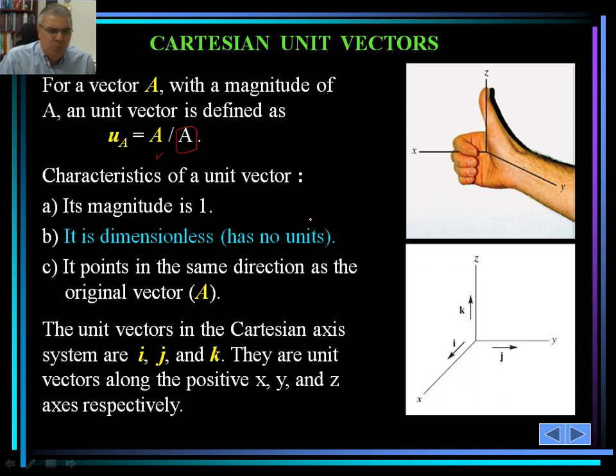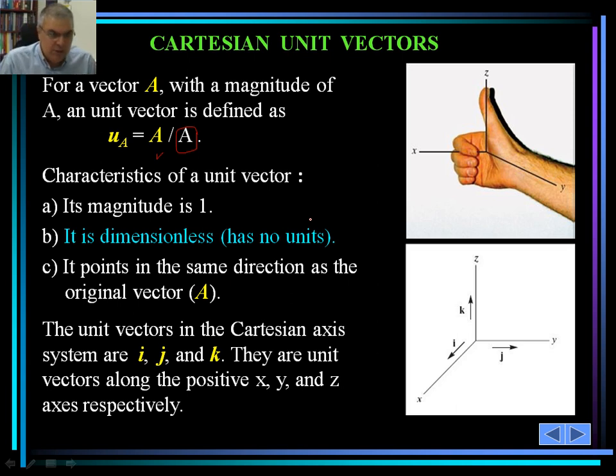Now, what are some of the characteristics of a unit vector? Well, its magnitude is 1. It is dimensionless. It has no units. It points in the same direction as the original vector A.